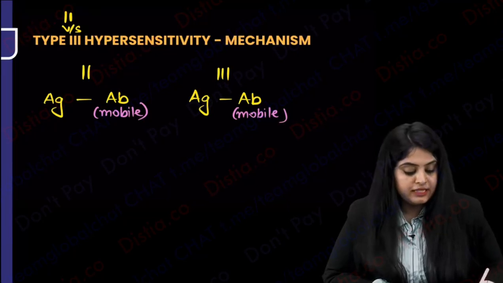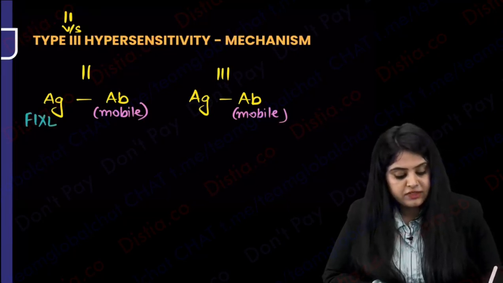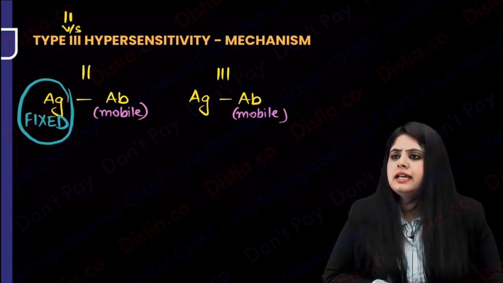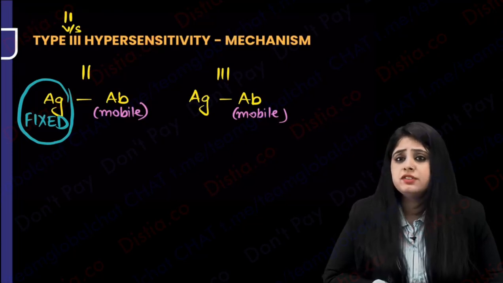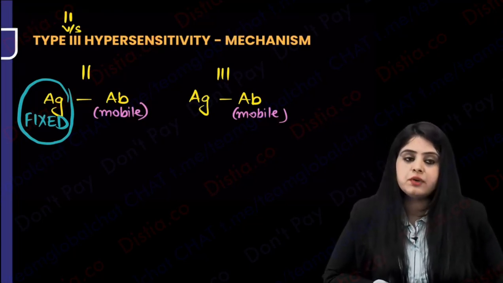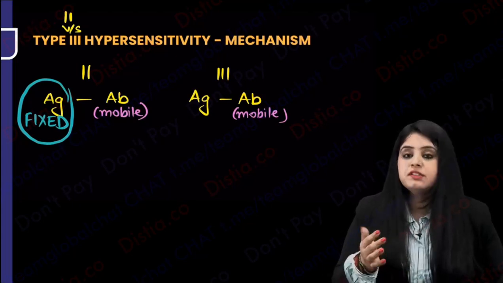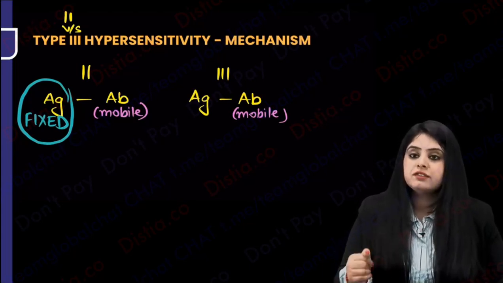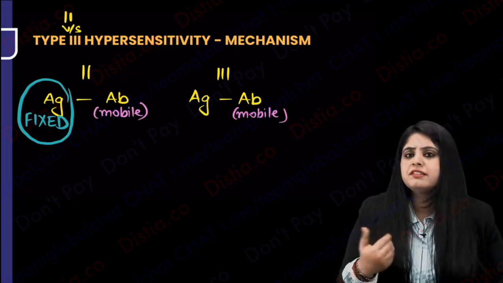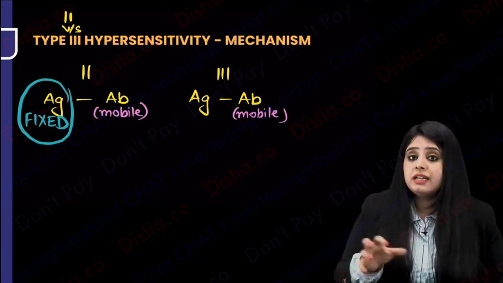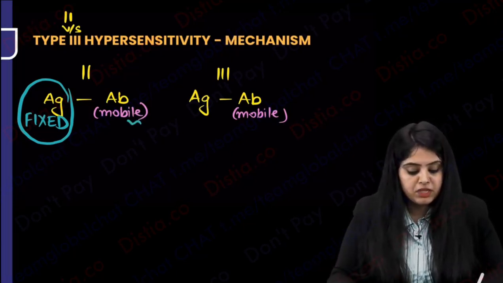The difference is that in type 2 hypersensitivity, the antigen was fixed. Let me ask you, Graves' disease. Where was the antigen fixed? TSH receptor. It was fixed in the thyroid. Antigen was not roaming around. If I ask you a case of pemphigus, a skin problem, the antigen is fixed on the skin. It is not roaming around. If I ask you myasthenia gravis, acetylcholine receptors are stuck at a place. Antigen was fixed. Only one was roaming around, that was antibody.